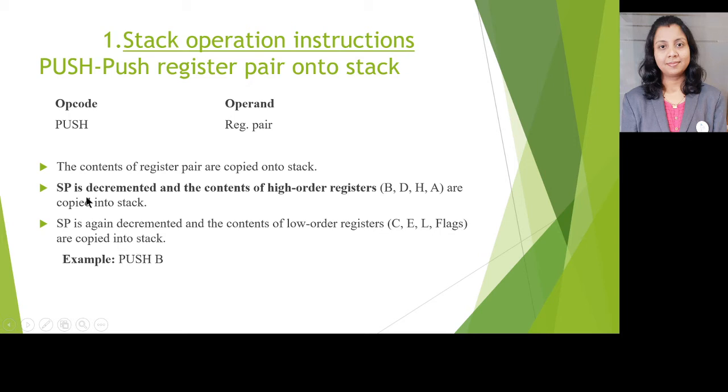First of all, SP is decremented and the contents of the high order register are copied. If the register is BC, then the high order register is B. If the register is DE, the high order register is D. If the register is HL, the high order register is H. So in that case, SP is decremented first and the contents of the high order register are copied into the stack. Again in the second step, SP is decremented and the contents of the low order register are copied into the stack. For example, you can see push B. Here B is the register, that means BC.